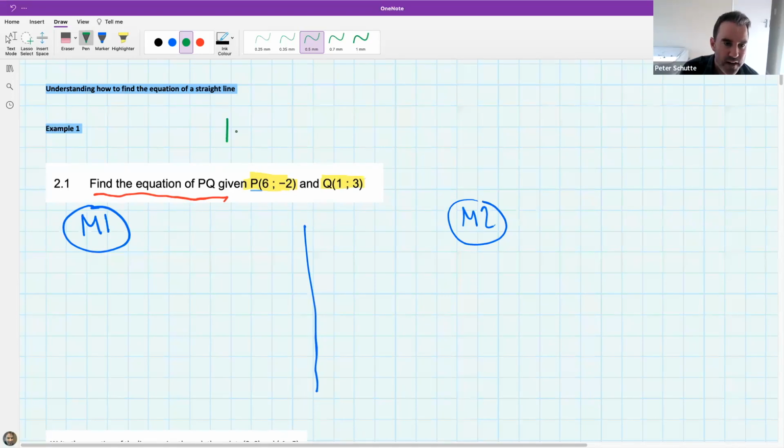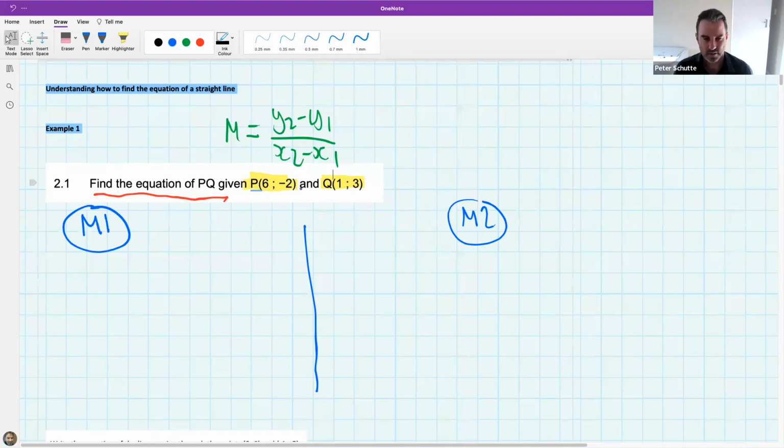So in both these methods, you need to find the gradient. Just to remind ourselves, the gradient formula is just going to be change in y over change in x. So why don't you find me the gradient between these 2 points and pop it in the chat. What do you get as your gradient?